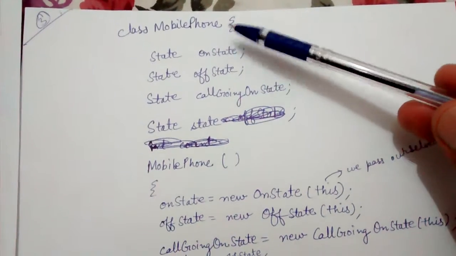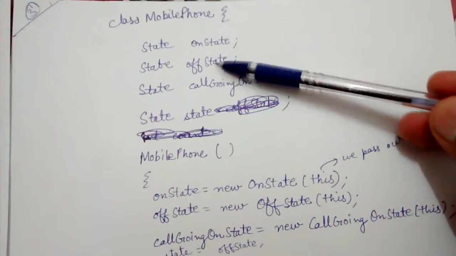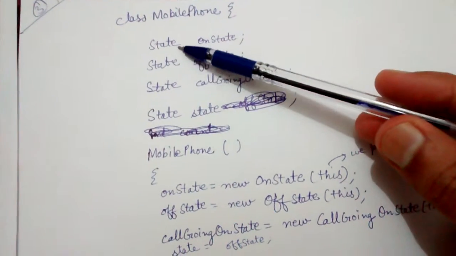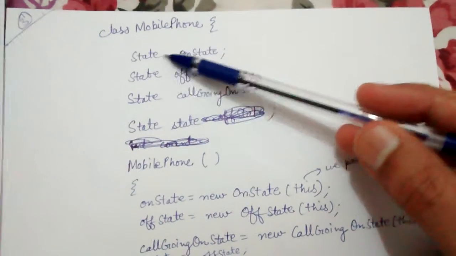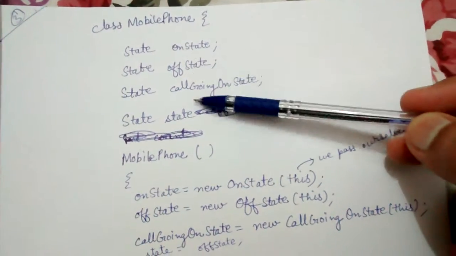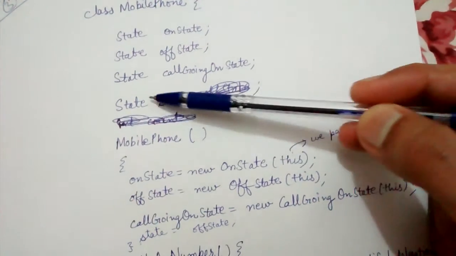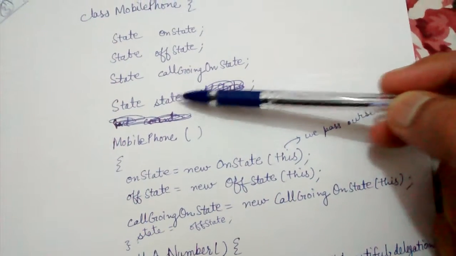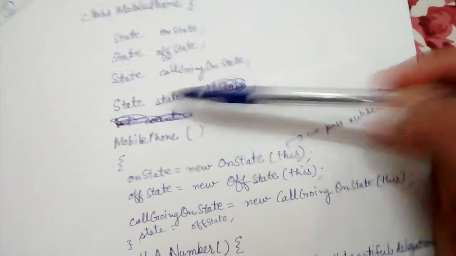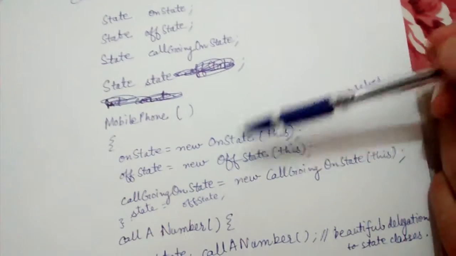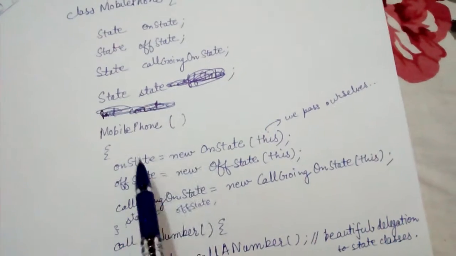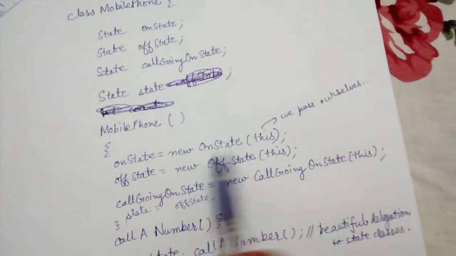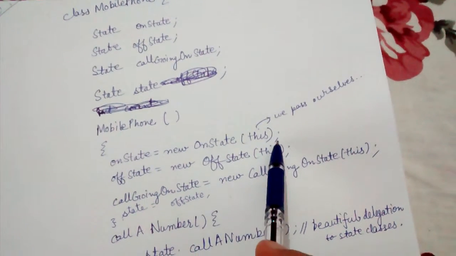Okay, so this is the mobile phone class. This has 3 state variables. These are references of type interface State: on state, off state, and call going on state. And we have a variable reference which is state. So this is our mobile phone class. It initializes the on state to a new object of the OnState class.